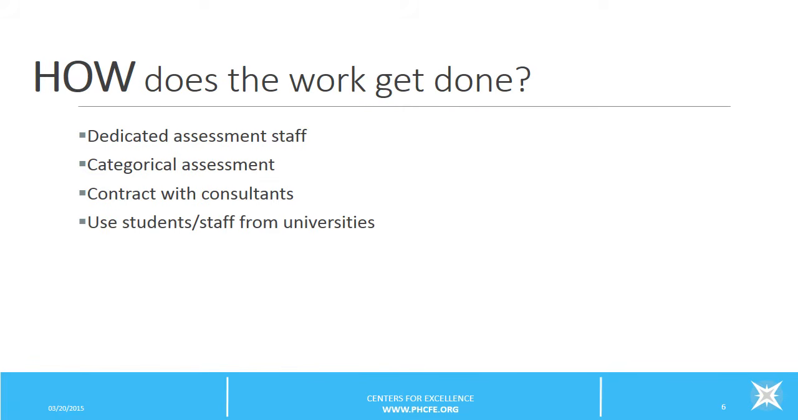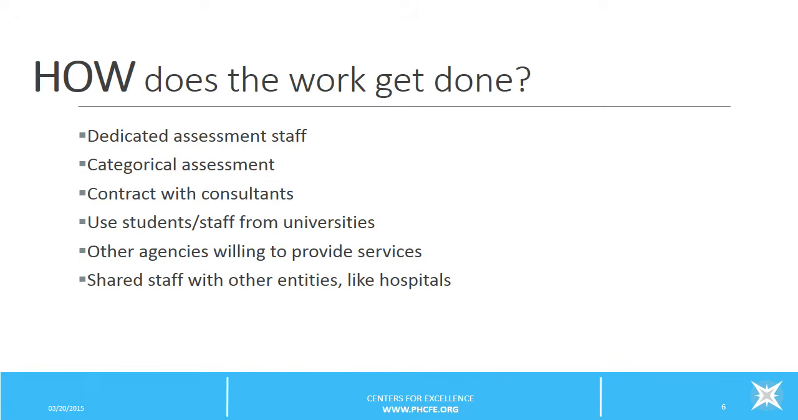If located by universities, agencies can use their student interns or professors. Other agencies may be willing to provide needed services, like county agencies often have mapping resources. Shared staff models have worked with public health, splitting staff time with the hospitals or other agencies. Local and state public health agencies that have assessment capacity can sometimes support those that don't have assessment staff. There may be other models that can be used to get the work done.